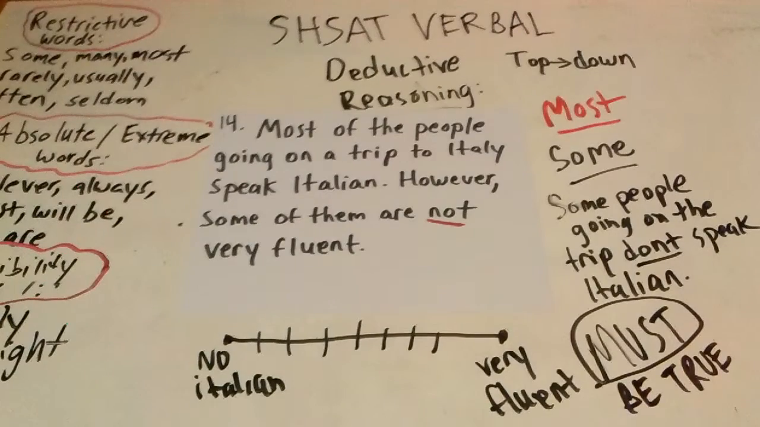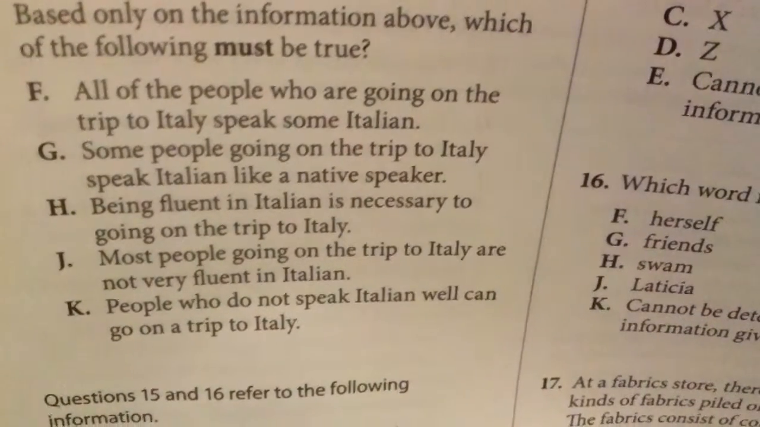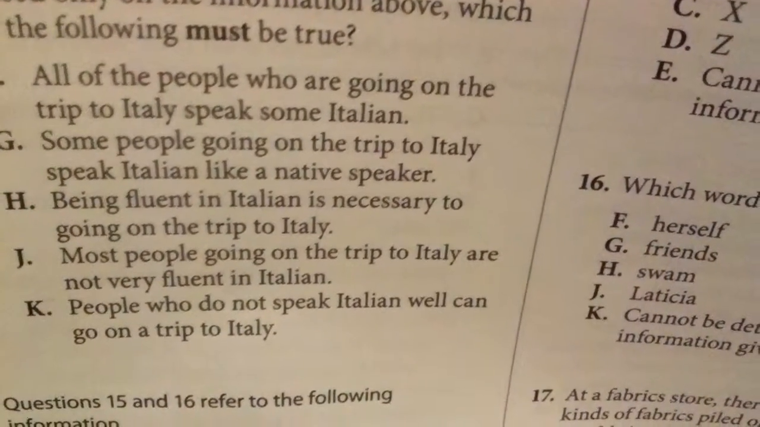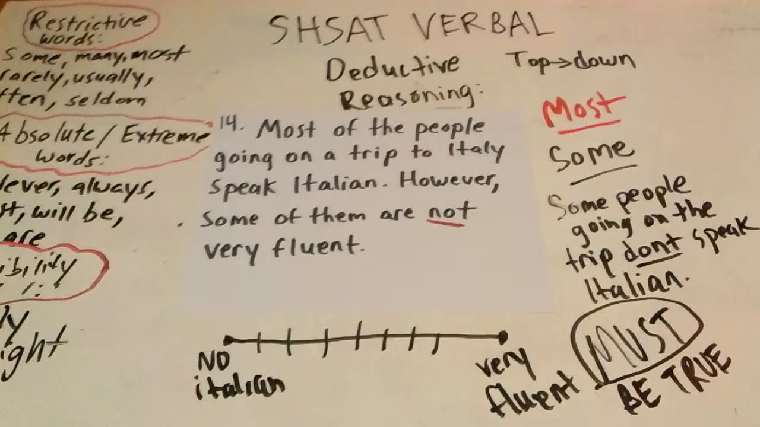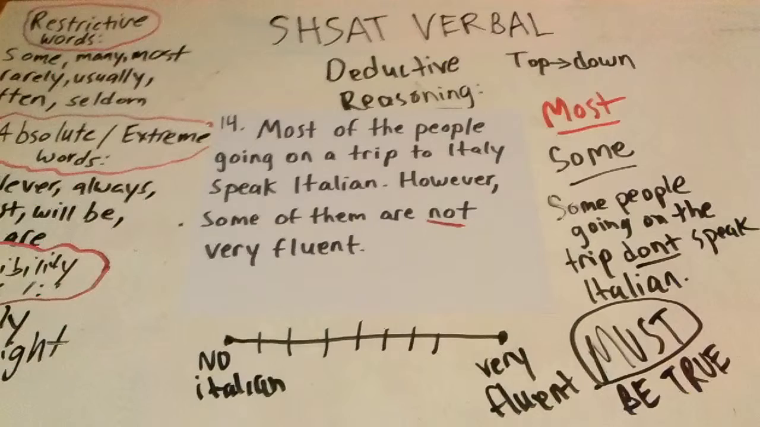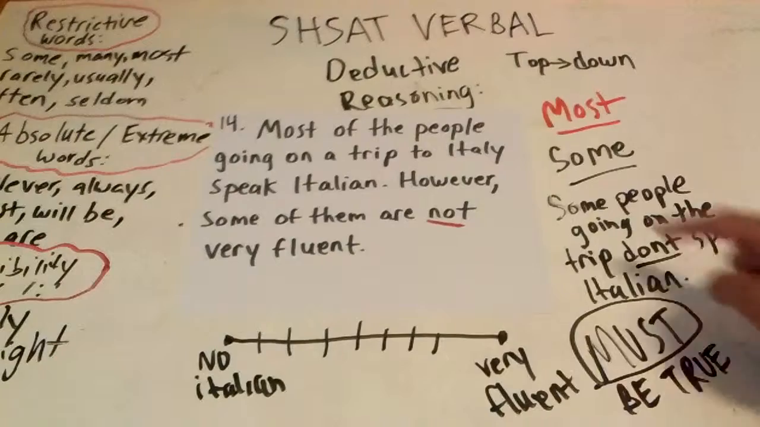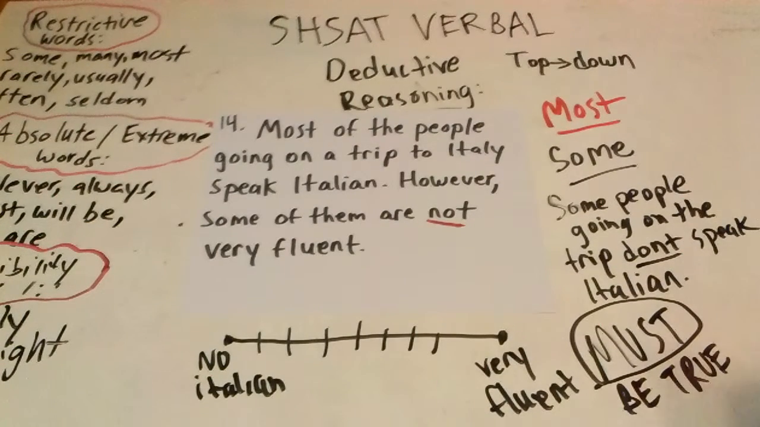Alright? So, let's look at option F and consider it. All the people who are going on the trip to Italy speak some Italian. Now, fortunately, I gave you good advice. I said, most of the people going on the trip to Italy speak Italian. And then I told you to write a sentence that complements it. And what do we write? That if most of the people going on the trip speak Italian, that must mean, necessarily, that some of them don't.